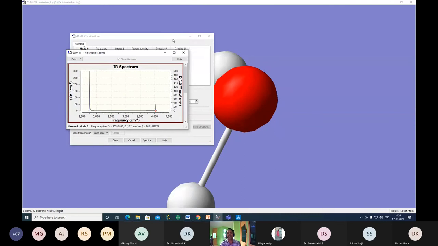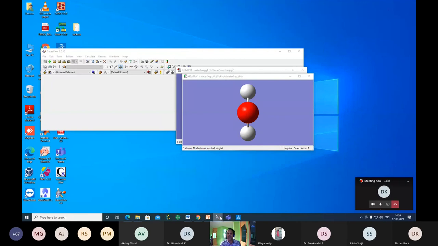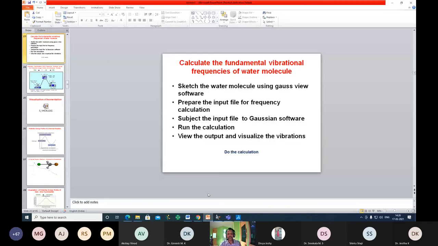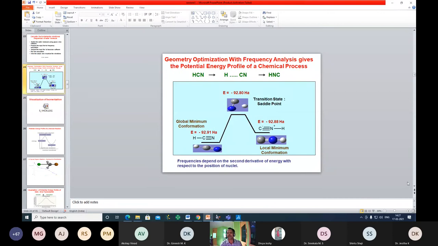So this is a simple computational quantum chemistry calculation. Three job types: your single point energy calculation, your geometry optimization, and your frequency analysis or frequency calculation. I already covered these in this presentation. Now we are moving to some more serious calculations.